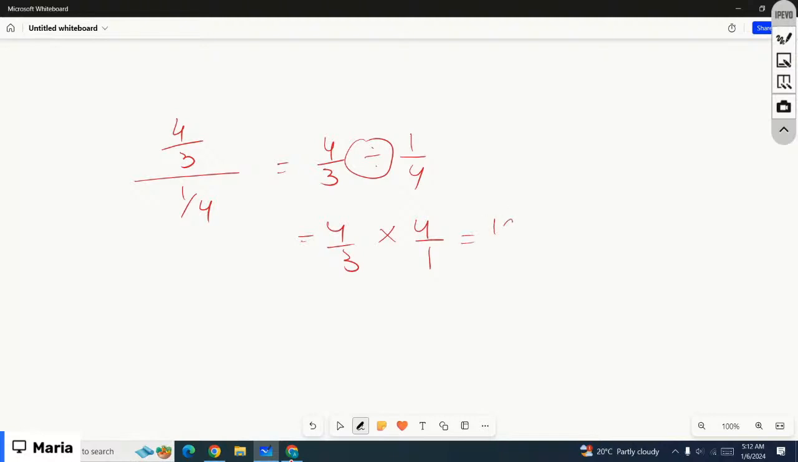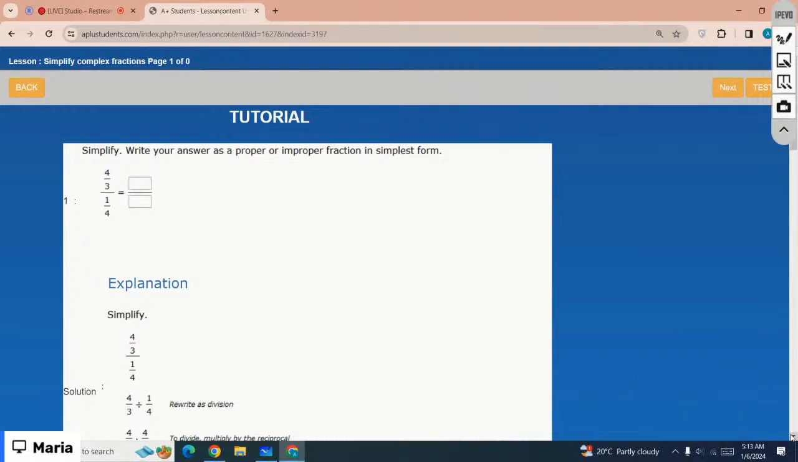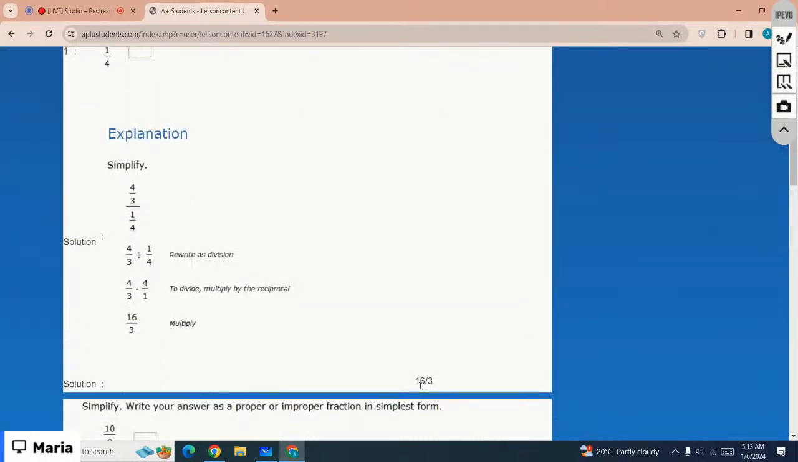So 4 times 4 is 16 and 3 times 1 is 3. Numerator is greater than denominator. You can divide it by the 3 and write the answer as a mixed fraction. 3 times 5 is 15. So 16 minus 15 is 1. So the correct option is 5 whole 1 over 3. Got it? Or you can simply write 16 over 3, right?